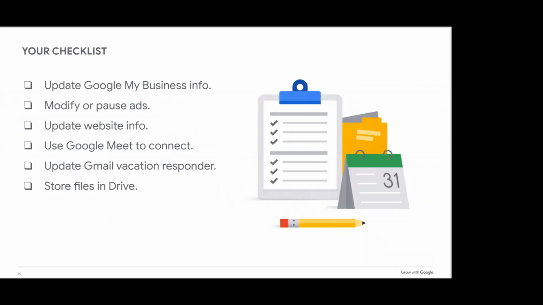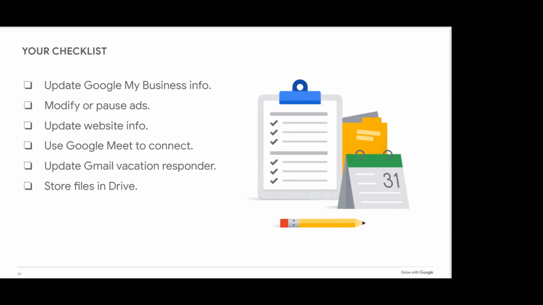And so here's your checklist. These are the recommended next steps. First, update your business profile so it accurately reflects your current operations. If you've been doing advertising, take another look at your Google Ads. Make sure you modify your ads to start them or to stop them or start them again if you've already stopped them. Make sure your website is up to date.